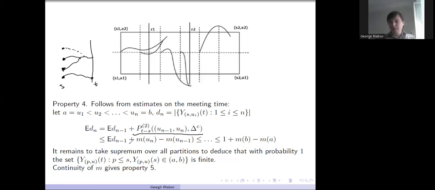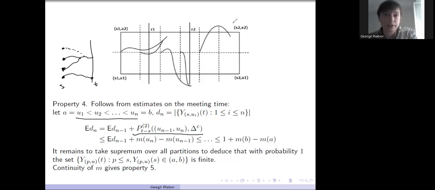If we proceed with this estimate, we will get the sum of increments of m, which is bounded by 1 plus the increment of m on AB. And this bound is uniform over all starting points. So we can take the supremum over all possible starting points and still get a bounded random variable, which means that at time t we can have only a finite number of points left.